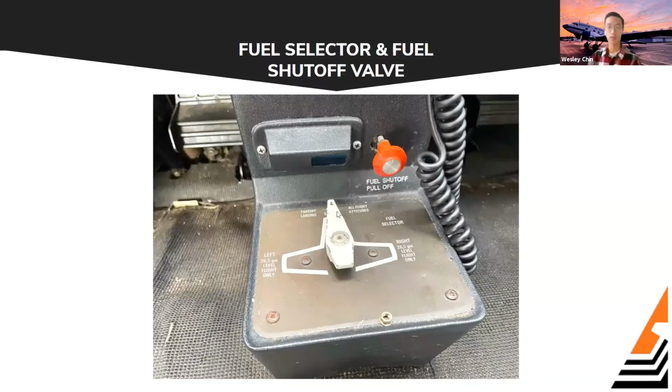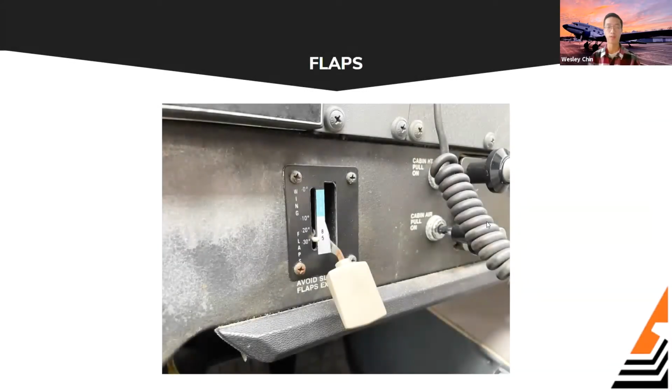Alright, so now we can come towards the floor over here. We can make sure your fuel selector is on both and your fuel shutoff valve is fully in there. And then you want to come over to your flaps lever over here. You want to extend your flaps all the way down to 30 degrees so that we can check them during your exterior pre-flight inspection.